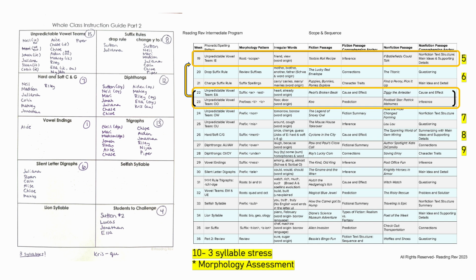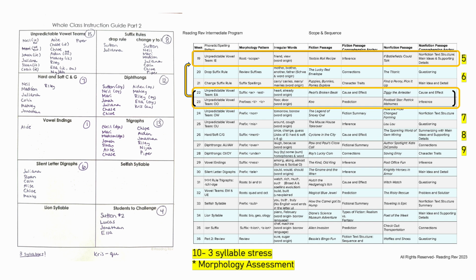Okay, so then we take a look at part 2 of the Reading Rev program. And for this one, you can see 15, well over half of the students missed unpredictable vowel teams at some capacity. So I am going to want to do some whole group instruction here.